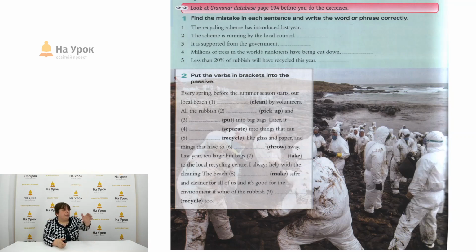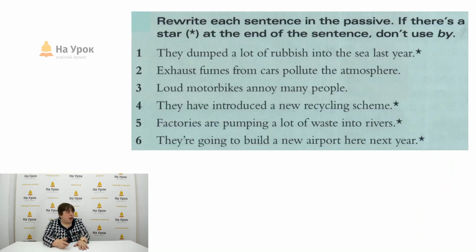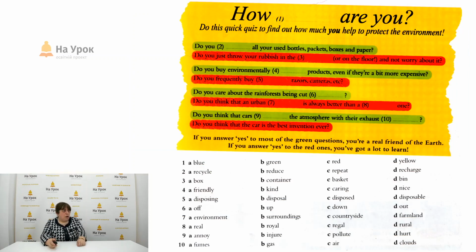Then grammar. Put the verbs in brackets into passive. Find the mistake in each sentence and write the word or phrase correctly. It is the text about picking rubbish. Then write a sentence in the passive. If there is a star at the end of the sentence, don't use by. By the way, these activities are given in the format of external independent evaluation.